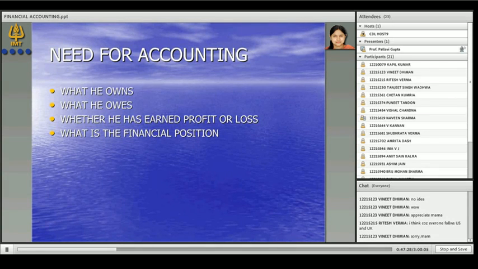What is the need for accounting? We want to prepare the accounts because the businessman wants to know what he owns. Owns means the assets of the business, that is, the things which the business owns. What we owe is payment of outside liabilities. So assets are the things which we have, liabilities are the things which we have to pay to others. How much profit or loss we have earned, and what is the net financial position of the business.